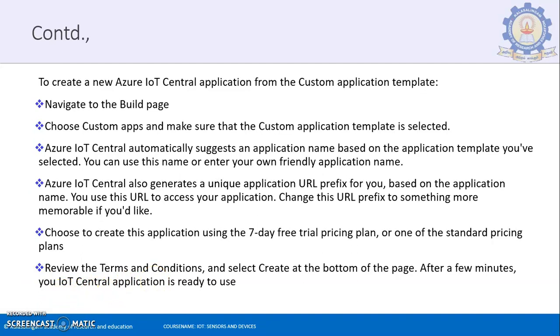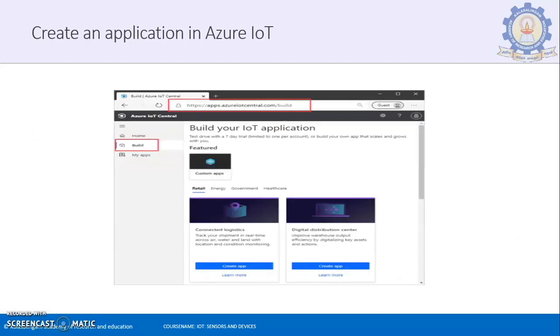Simple. You had a template, it is making a particular application. You are now just selecting it. You have created a URL from that. What you're going to do is review the terms and conditions and click create. With the create given, you are now able to understand that your application is ready to use.